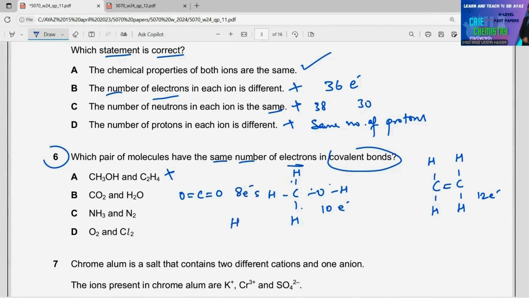What about H2O, H-O-H? We have 2 bonds, which means 2 pairs of electrons. 2 multiplied by 2 is 4, 4 electrons. So this is also incorrect. C, we have NH3 and N2. NH3, we have 3 bonds, 3 N-H bonds. So 3 multiplied by 2 means 6 electrons. N2, there will be a triple bond between 2 nitrogen atoms. 1, 2, 3. 3 multiplied by 2, 6 electrons. So this must be the right answer in this case.